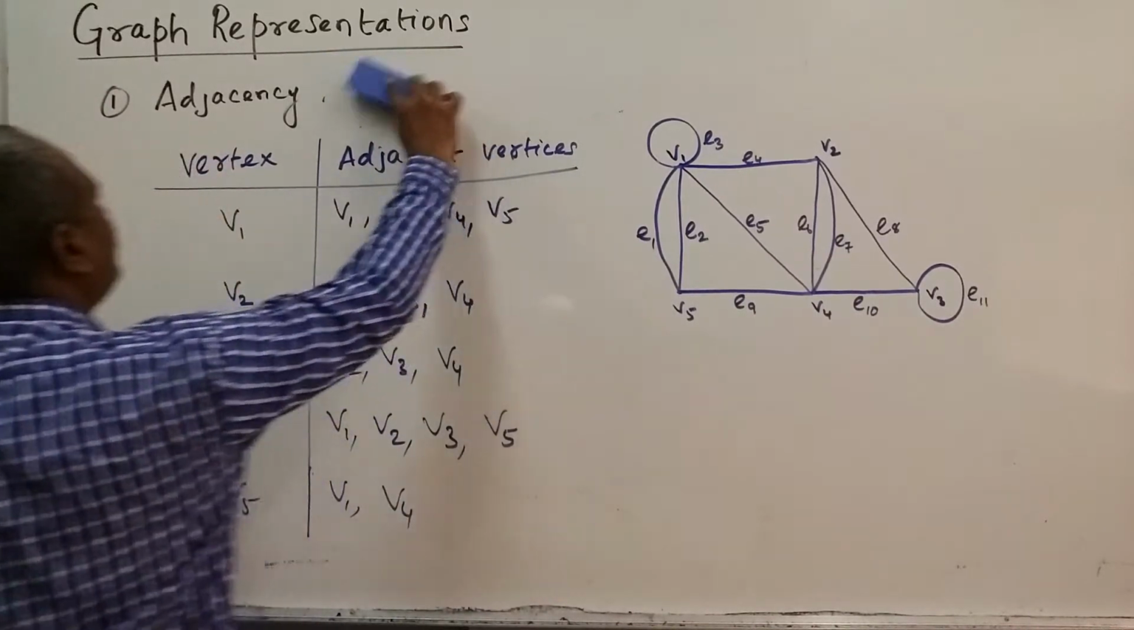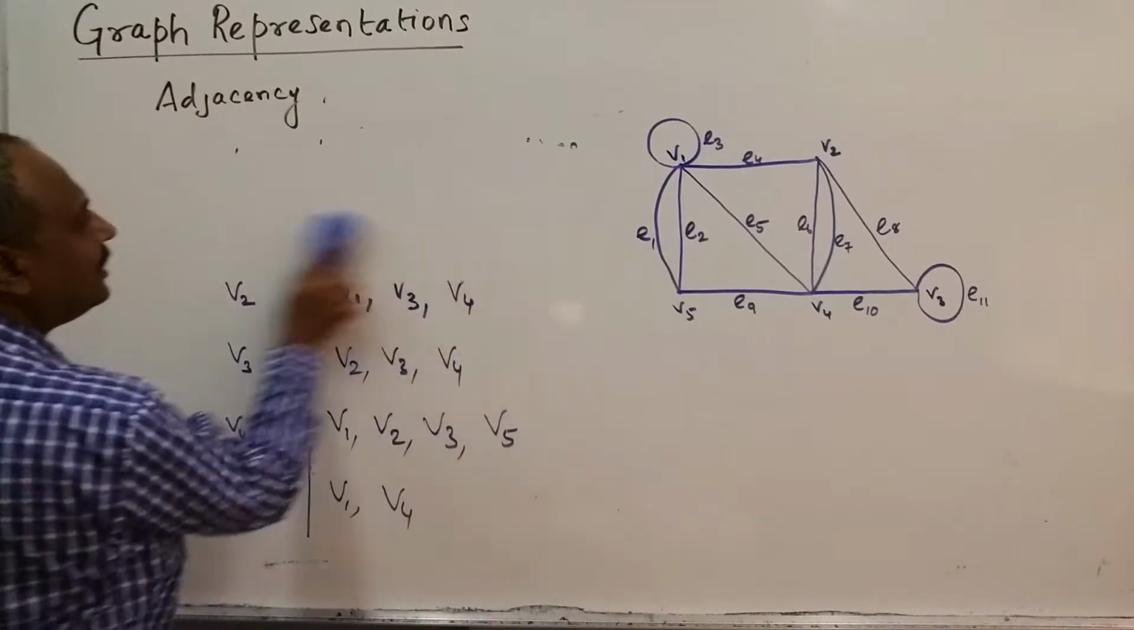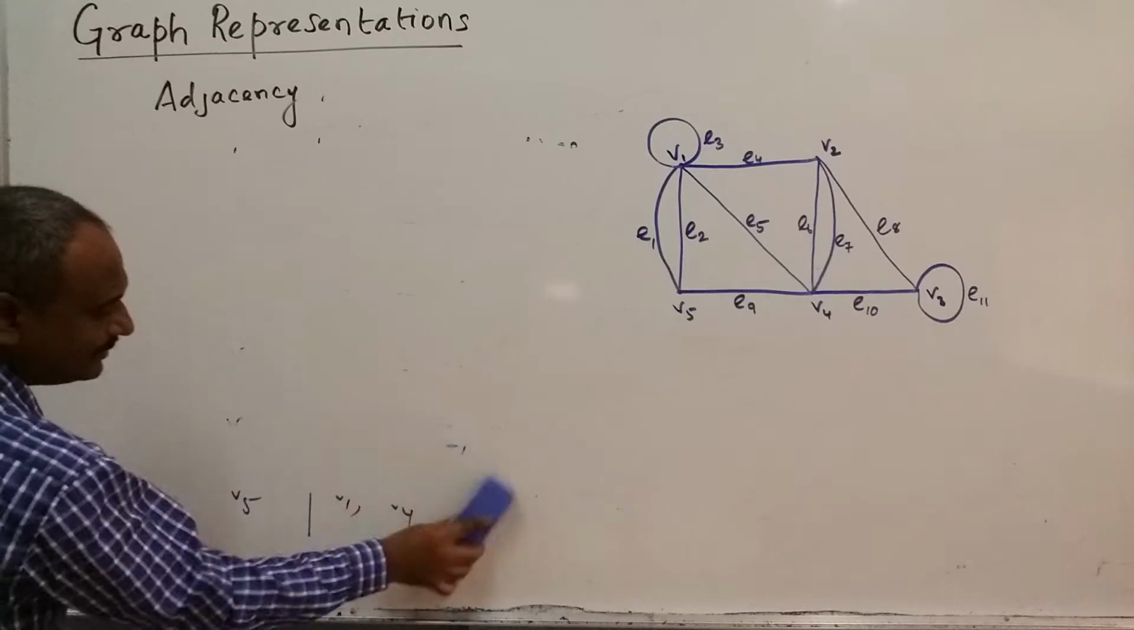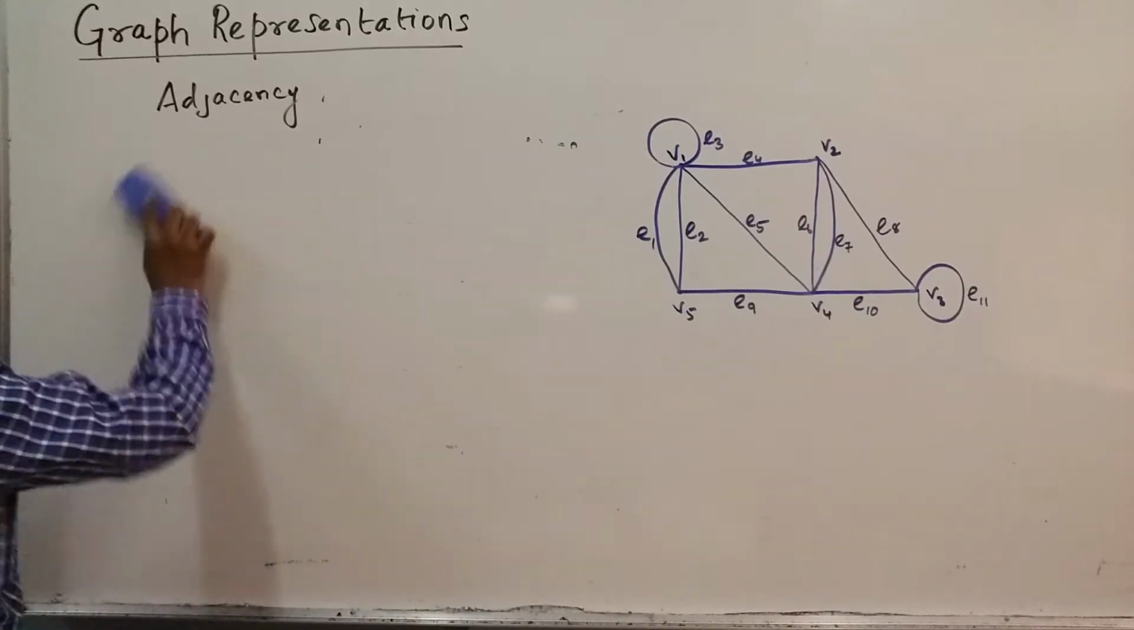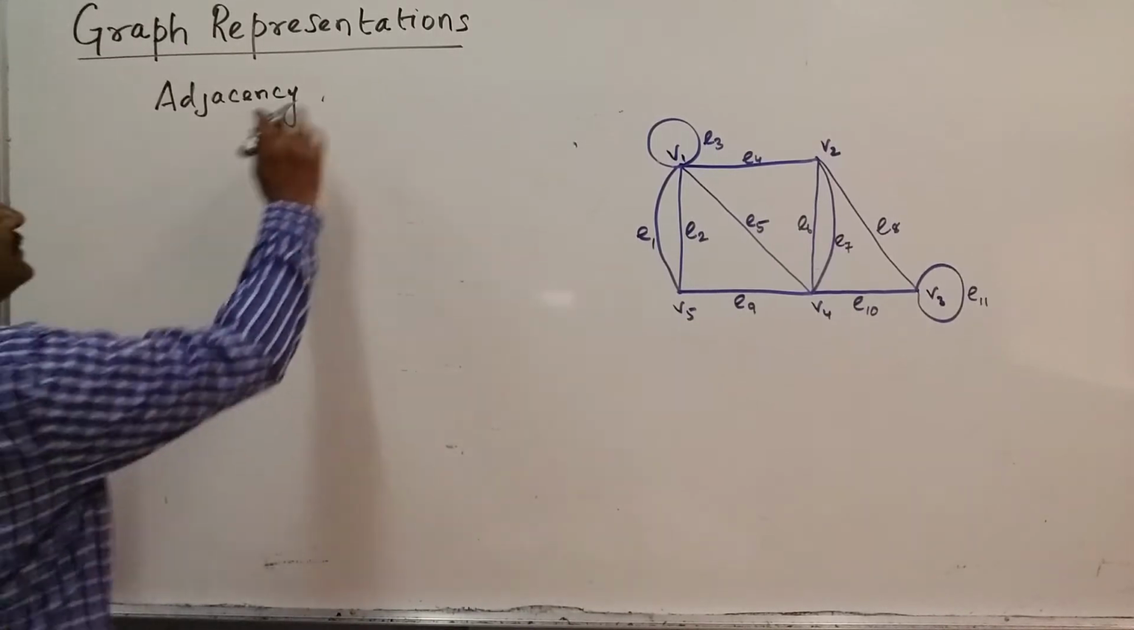This is what we are going to discuss in the next idea. The next idea is called adjacency matrix. Let me take the same problem and I am going to check for adjacency matrix.